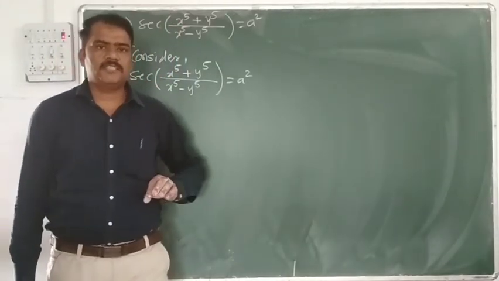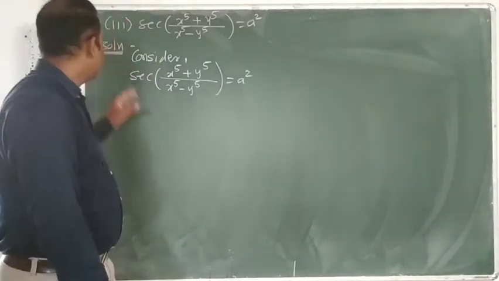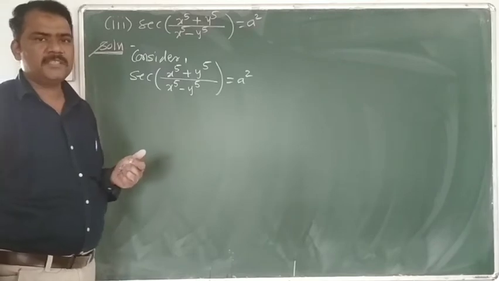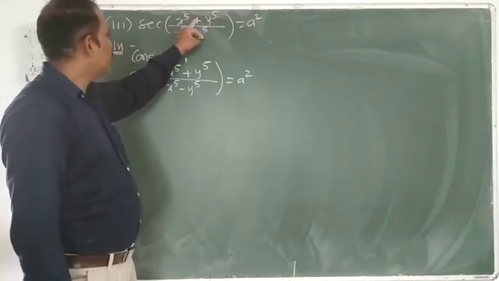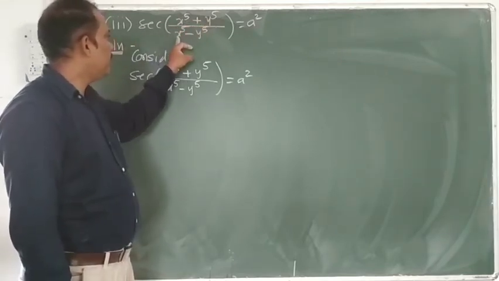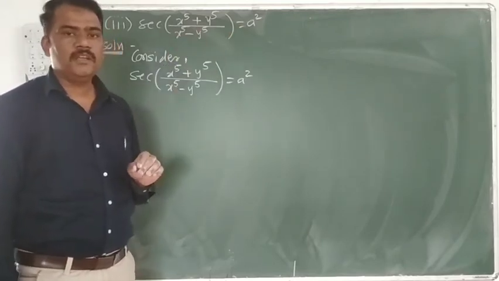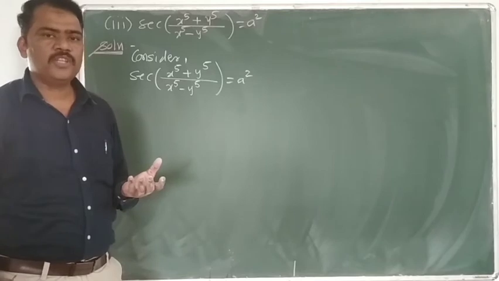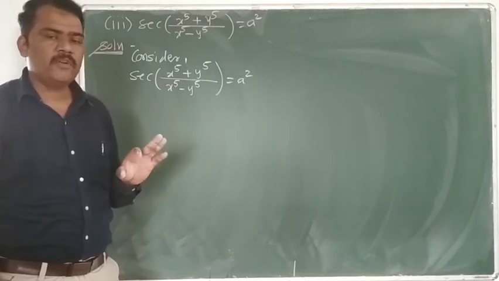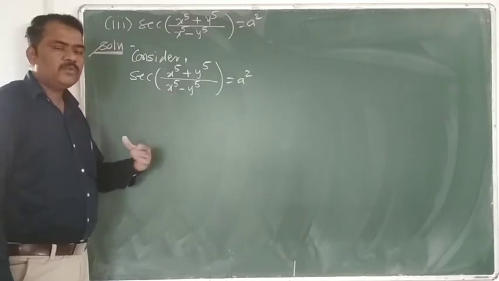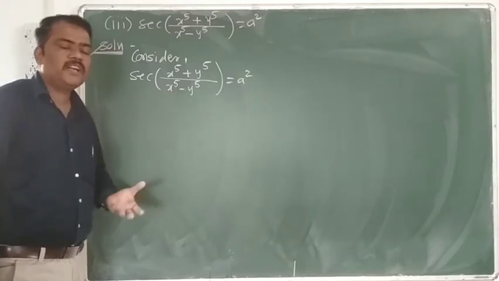From this same question we have to discuss the next example, that is example number 3. You have to see that this example is different. Sec of (x raised to 5 plus y raised to 5) divided by (x raised to 5 minus y raised to 5) is equal to x square. We have to show that dy by dx is equal to y upon x. Same question is there. We have to think why we can't take the direct derivative.